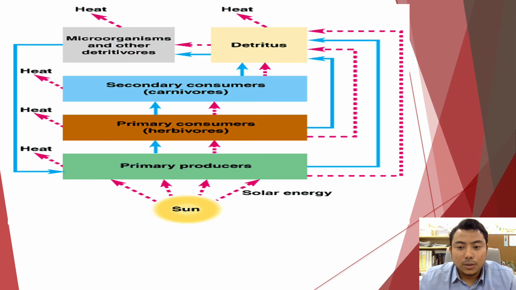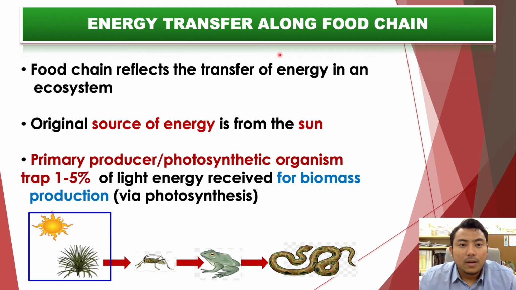Okay, so we look on the next slide. Okay, energy transfer along food chain. So ini sambungan dia dah. So food chain reflects the transfer of energy in an ecosystem. Maknanya food chain tu menggambarkan perpindahan tenaga daripada dalam ekosistem itu. Original source of energy is from the sun. Macam saya dah mention awal tadi tu, ini daripada sun.